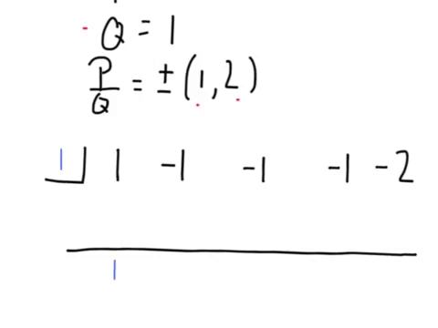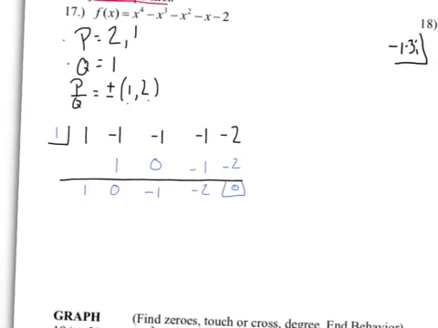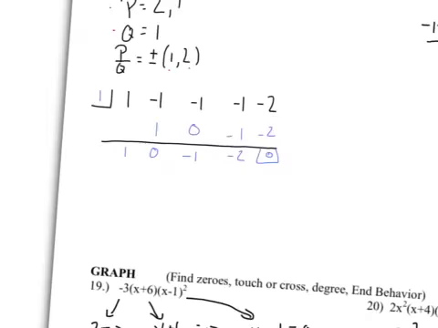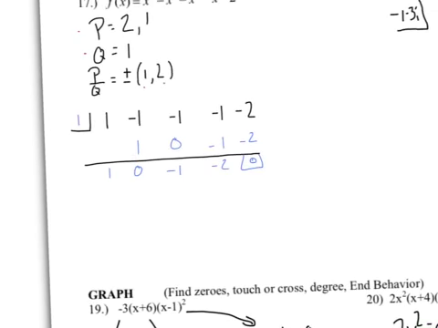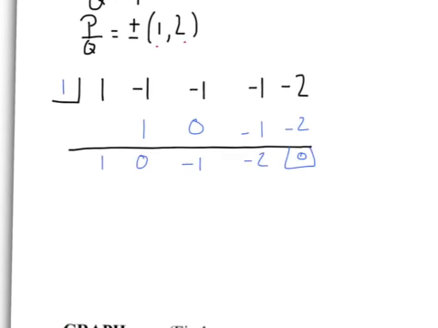Drop it, multiply, add, multiply, add, multiply, add is negative 2, multiply is negative 2. Darn it, I got negative 2, not 0. It didn't work. So if it didn't work, I'm going to try again. This time I will try with negative 1. So right down below, same setup. 1, negative 1, negative 1, negative 1, negative 2.